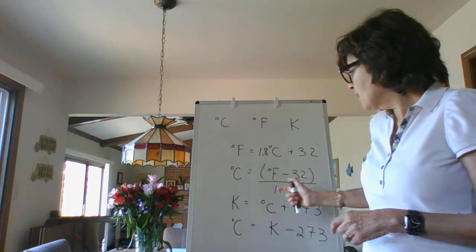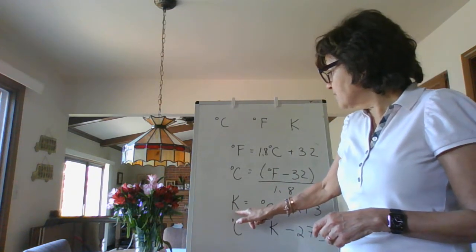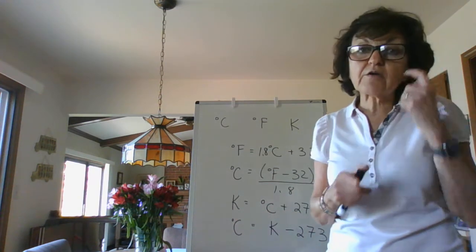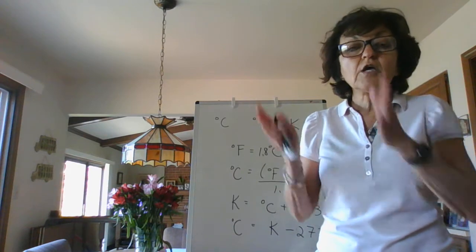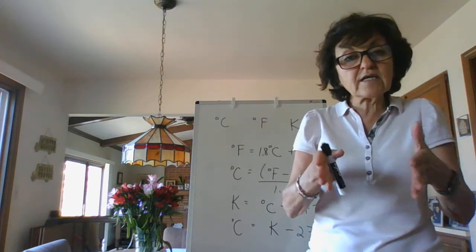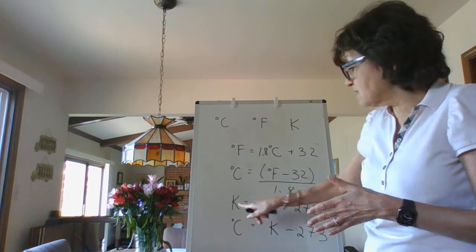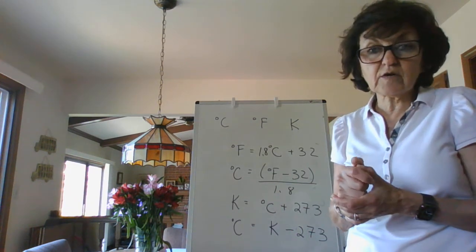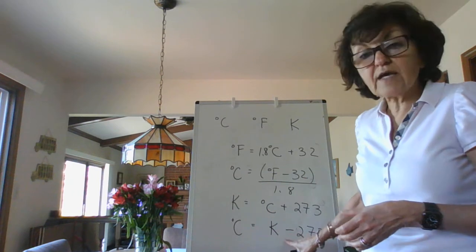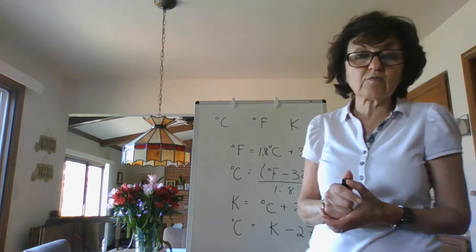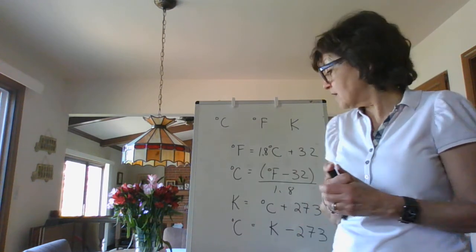Okay? Now, Kelvin, in order to get Kelvin, you need degrees Celsius. So if you're given Fahrenheit and they want you to go to Kelvin, you have to first convert your Fahrenheit to Celsius and then add 273 to the Celsius, and that will give you the Kelvin. Okay? And then if you're given Kelvin and they want degrees Celsius, all you have to do is subtract 273 from the Kelvin, and you can get your degrees Celsius.